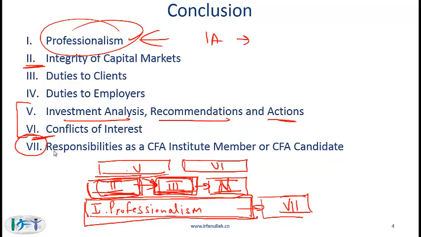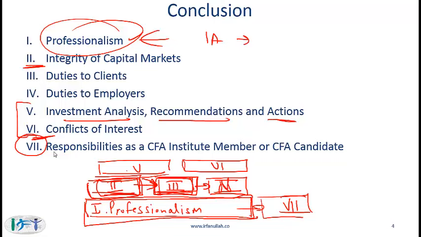And just to emphasize this, you need to memorize the fact that diligence and reasonable basis means two things: that you must exercise diligence, independence, and thoroughness in analyzing investments, making investment recommendations, and taking investment actions. So that's one thing. The other is that diligence and reasonable basis means that you must have a reasonable and adequate basis supported by appropriate research and investigation for any investment analysis, recommendation, or action. So knowing what diligence and reasonable basis means is important.